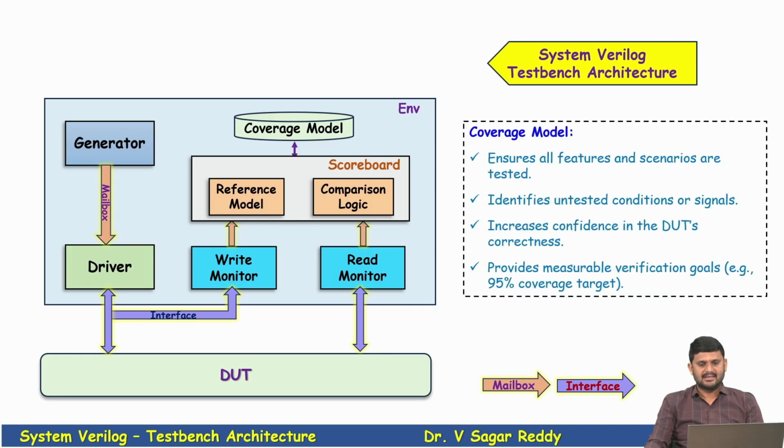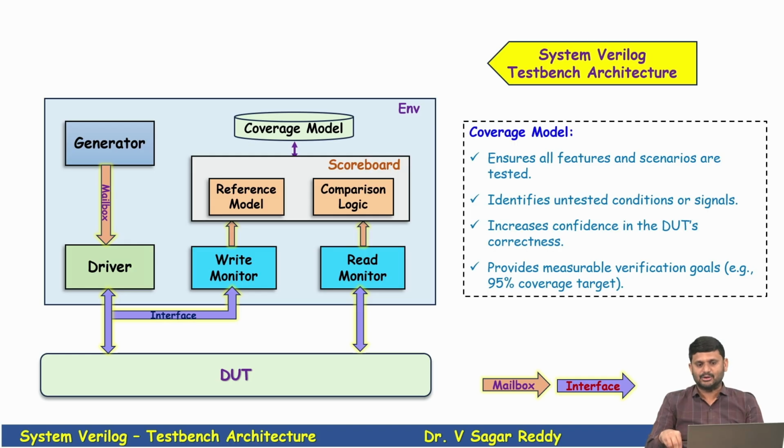Now coming to the coverage model, sitting above the scoreboard and watching over the entire environment. It has four key responsibilities. First, it ensures all feature scenarios are tested. For example, running 1,000 simulations means nothing if they all test the same thing. Coverage tracks what has actually been exercised. Second, it identifies untested conditions or signals. If a particular corner case has never been hit, coverage will tell you.